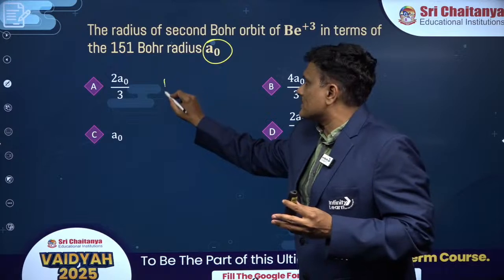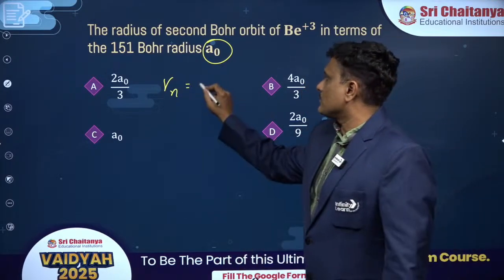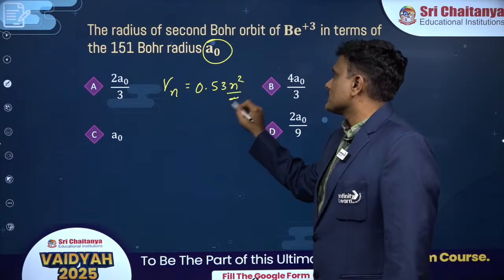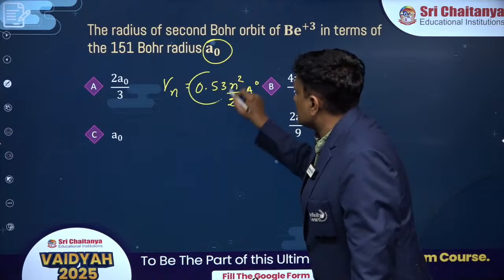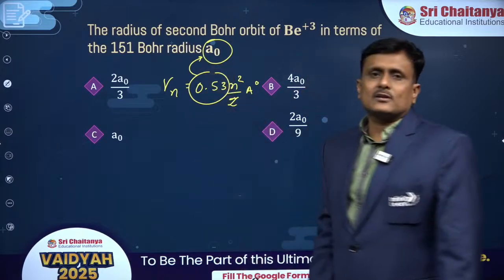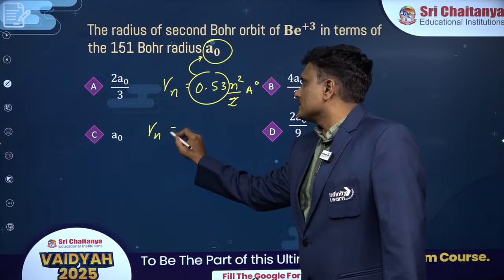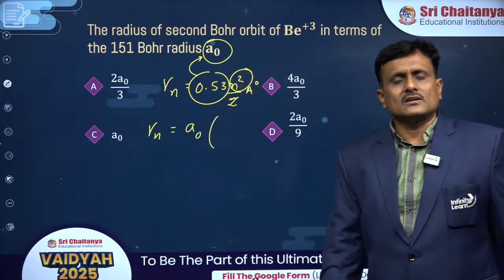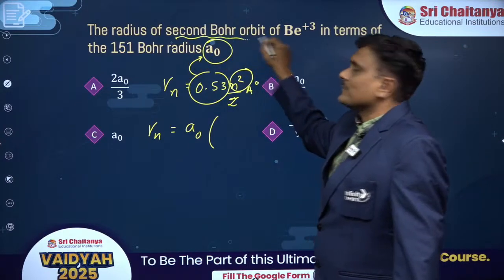So you know that the radius of the nth Bohr orbit, we generally write as 0.53 into n square by Z angstrom, isn't it? Over here, the 0.53 is mentioned as a naught, so you have to express your answer in terms of a naught. So you could see that Rn is equal to a naught into n square by Z, where n is the orbit number.